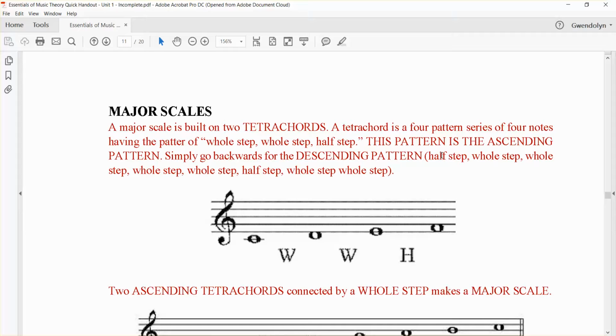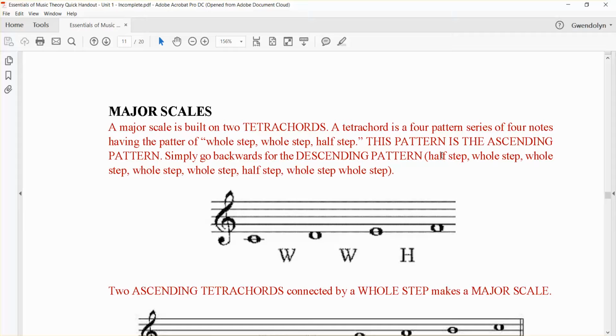I feel that I didn't explain this very clearly, and I wanted to have the opportunity to try to explain this to you again. And I also did create a quick guide of everything that we have worked on so far in class. You can download this quick guide from Canvas, and it's in the Files folder, and it's entitled Essentials of Music Theory Quick Handout, Unit 1.